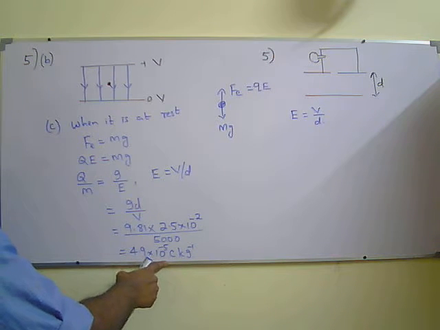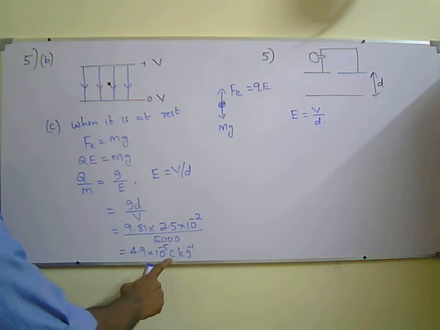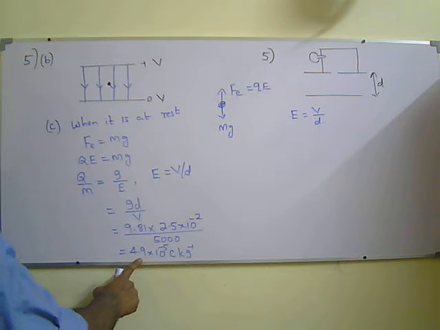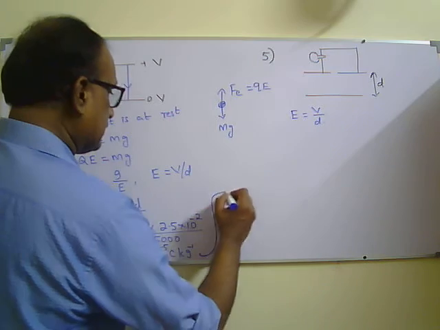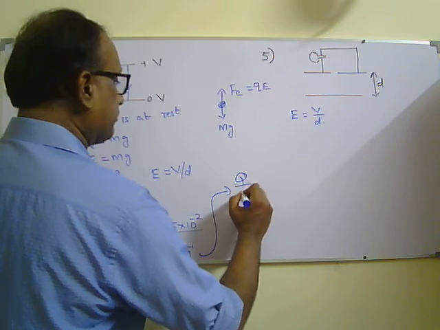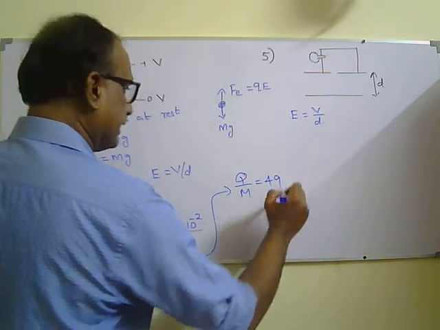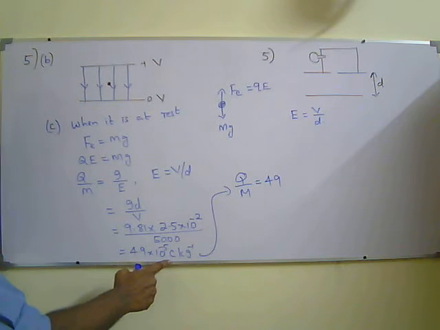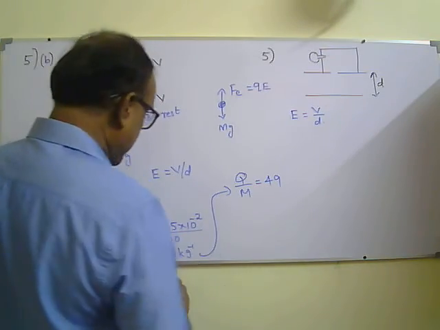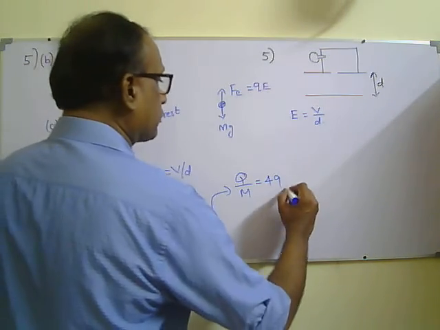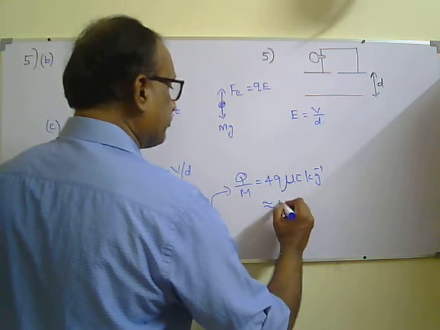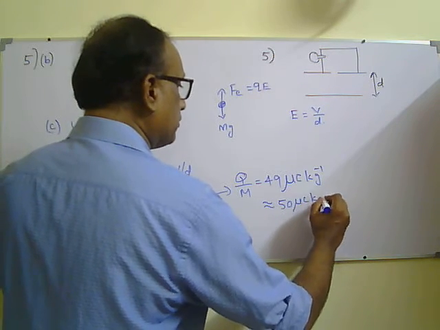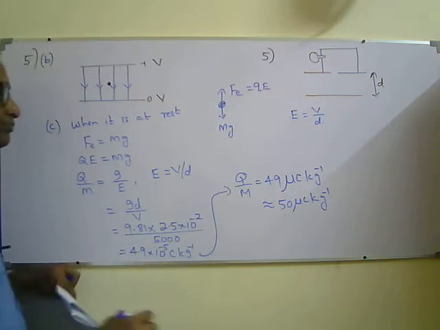So micro means 10 to the power minus 6. So if I want to bring it to 10 to the power minus 6, it should be 49. So I can say Q over M equals 49, because 4.9 × 10^-5, I can write as 49 × 10^-6. 10 to the power minus 6 is called micro, so micro coulomb per kilogram, approximately 50 microcoulomb per kilogram.